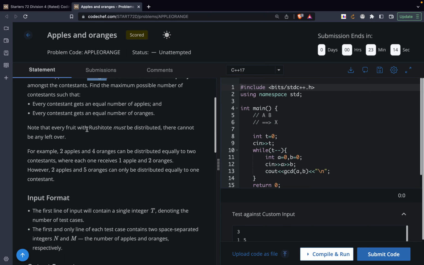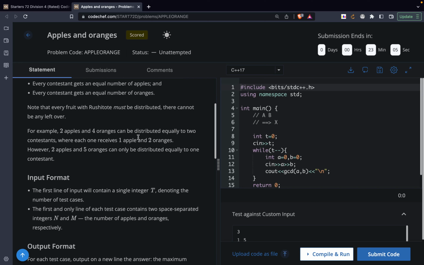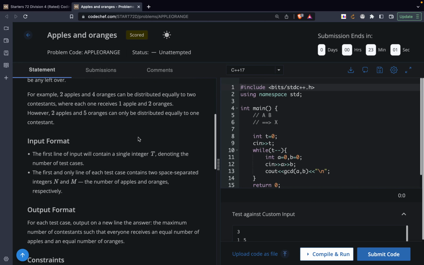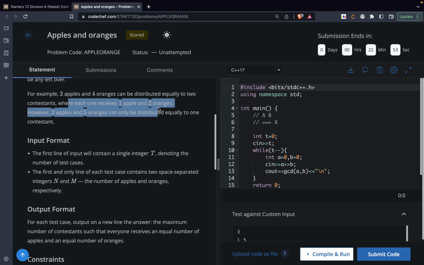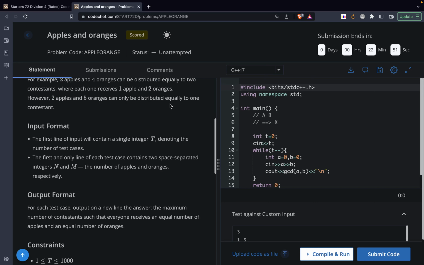Note that every fruit with this person must be distributed. There cannot be any leftovers. So he can't waste any fruits or keep any leftovers. He has to distribute every single piece of fruit he has with him. For example, 2 apples and 4 oranges can be distributed equally to a maximum of 2 people, where each one would receive 1 apple and 2 oranges.